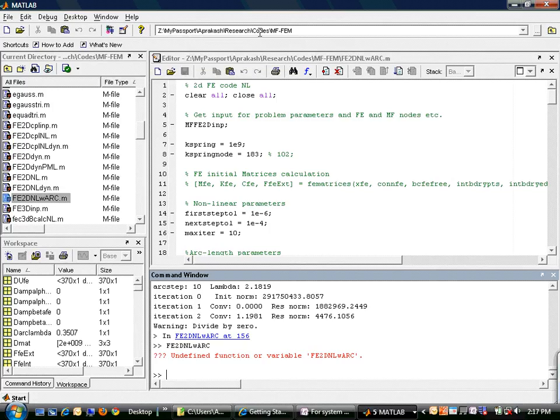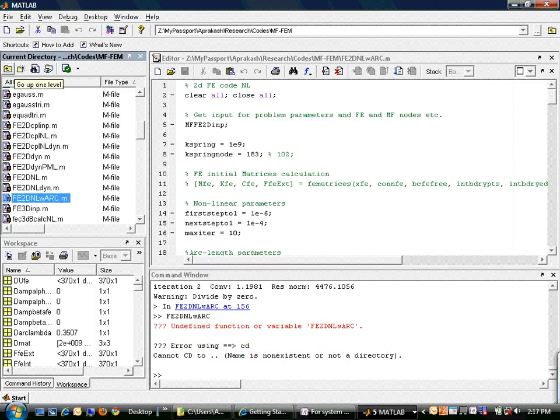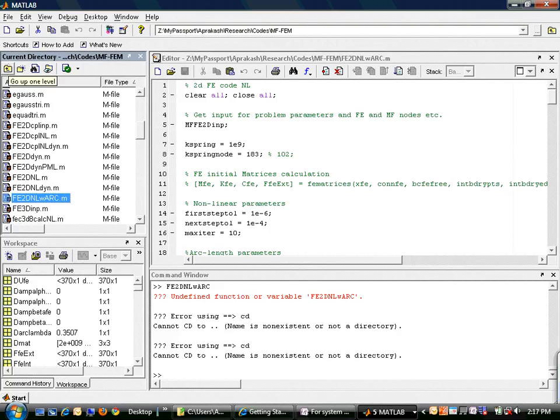I think I'm connected to the... Oh, so I guess I won't be able to run it. It's not connected to my system in my office.